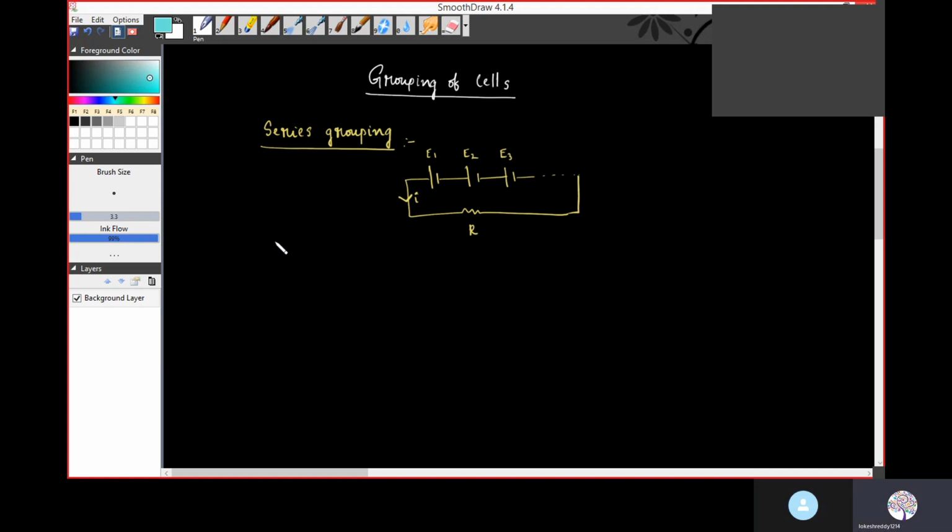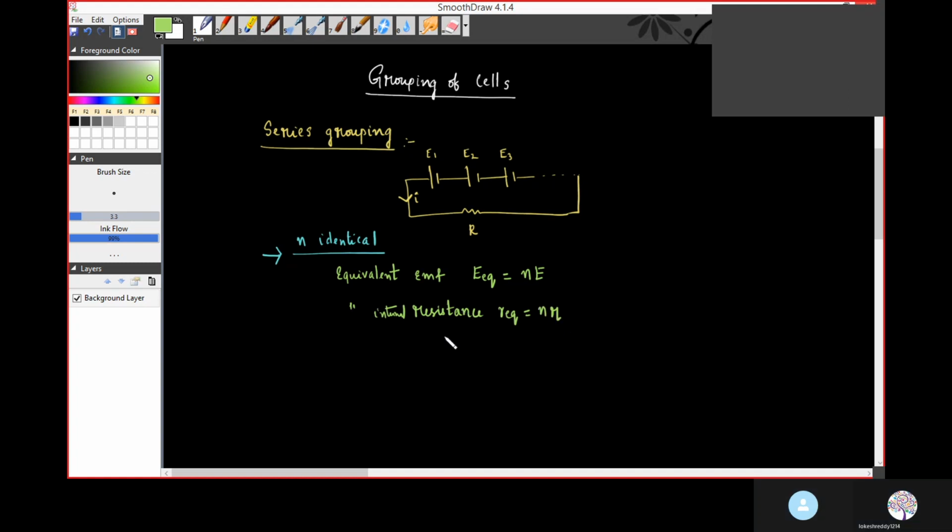Now, n identical cells. If you put n identical cells in series, then the equivalent EMF, E equivalent, is equal to N into E. The equivalent resistance, R equivalent, which is the equivalent internal resistance, is NR.